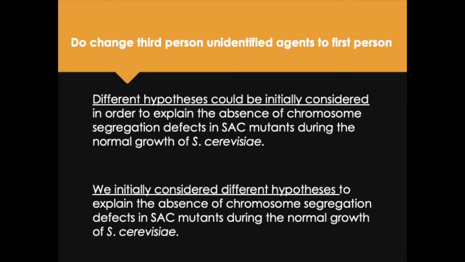Now, if this is in the context of a paper, it's pretty obvious that it's the authors who are considering these different hypotheses. So why not just say that? We initially considered different hypotheses. And that's how I would suggest changing this sentence. I also took out a couple of words, in order to explain. I just changed it to explain. You don't need the in order part of that phrase.